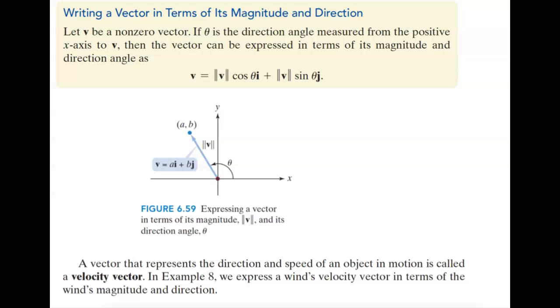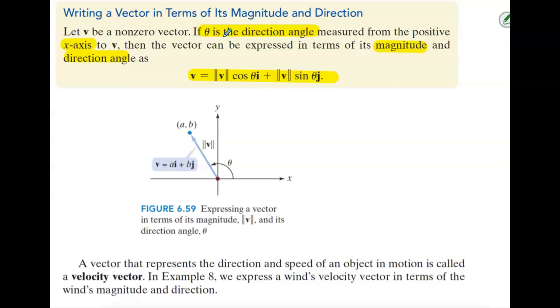All right, this video is writing a vector in terms of its magnitude and direction. So we have a vector v, and the direction is angle theta. And that is from the positive x-axis, so think of it as the horizontal axis. The vector can be expressed in terms of its magnitude and direction using this equation.